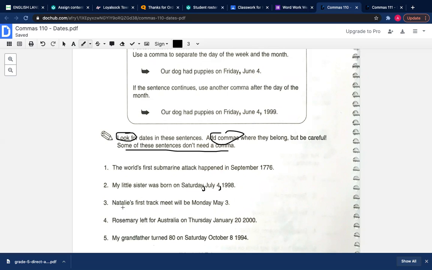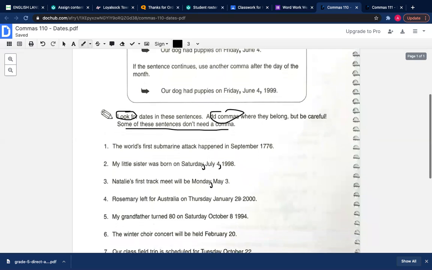The next one, Natalie's first track meet will be Monday, May 3rd. Okay, take a look up here. Our example there looks a lot like this. We always need a comma to separate the day of the week and the month. The day of the week here is Monday. The month is May 3rd. And remember from yesterday, when it's just the month and the day of the month, we don't need a comma to separate those.